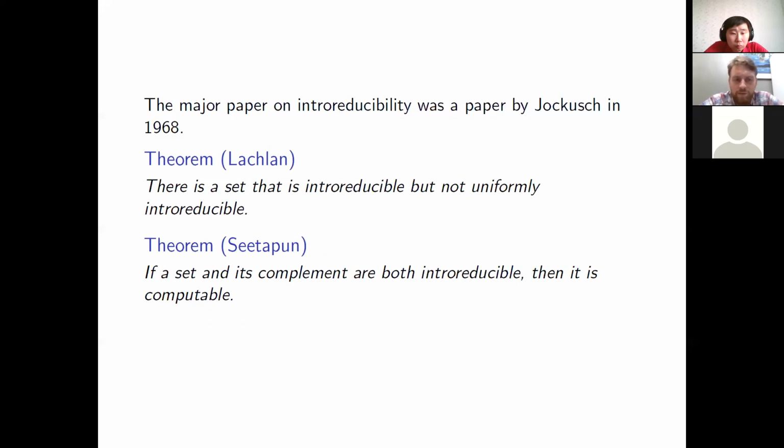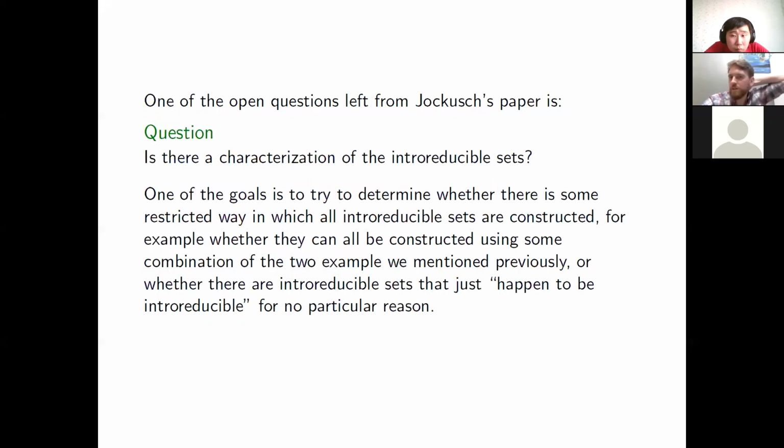In, I think, '95, Sierpinski proved that if you have a set that's introreducible and its complement is also introreducible, then it's actually computable. So that's the trivial way of being introreducible: you really had no information to start with. There are a few results in this paper, but there's an open question that was still left open, all the way back from 1968: is there a characterization of the introreducible sets?